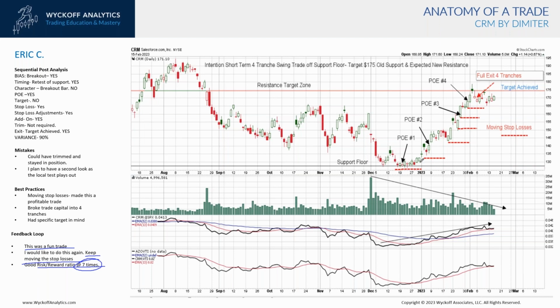7-1. Yeah, I like that too. And this tells me that this was an expanding swing trade. Imagine again, being a little bit earlier on some of the points of entry, and then the efficiency would be even better.